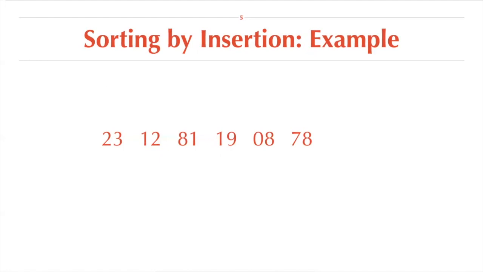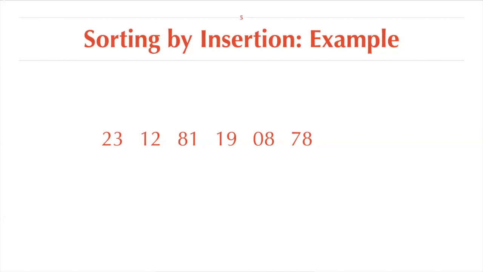Okay. So, sorting by insertion. We will understand how we do sorting by insertion with one example. First, what is insertion sorting? We pick an element from the array and insert this element at its appropriate position. That's why it is called sorting by insertion. Just pick one element and keep it in the appropriate place.